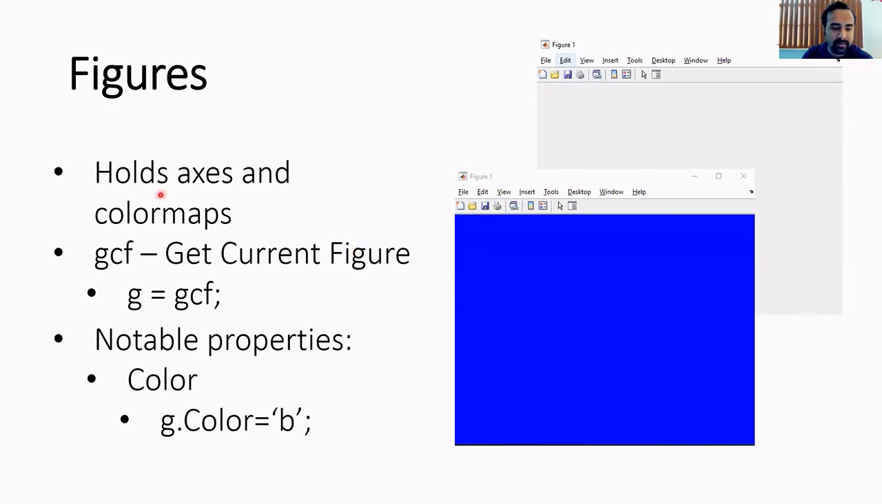Now, let's first talk about figures. So figures hold axes and color maps, and if you want to grab the property of the figure, you can use the command GCF for get current figure. And when you grab the current figure in MATLAB, you can now have it as an actual variable in your workspace. And then you can change pretty much anything about this figure. So as an example, if you were to do g.color, color is one of the properties of this figure. And you can now make it B for blue. And then now you can go from the regular default to a blue color.